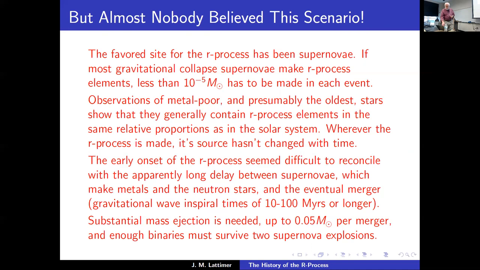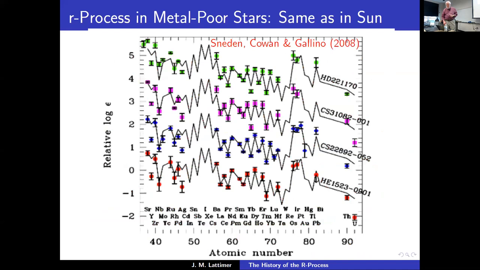So there already were two important strikes against mergers almost to begin with. This is taken from a summary in 2008 showing several metal-poor stars which have metallicities around Fe over H of about -3, which means that the abundances of heavy elements, iron and so on, are less abundant than in the sun by a factor of 1,000 or more. And because of their extremely small iron abundance, they must be fairly old stars.